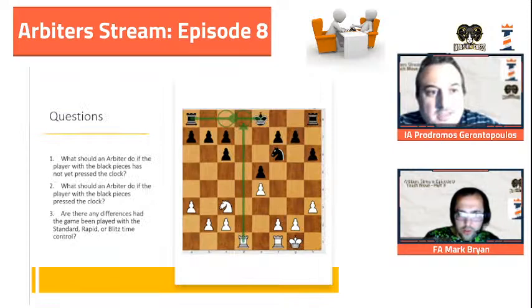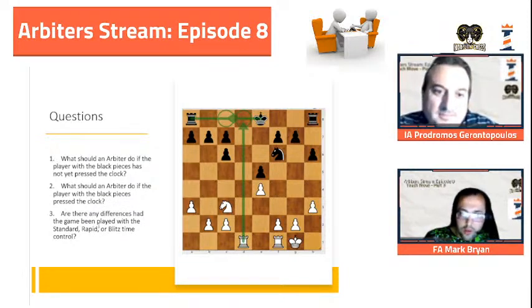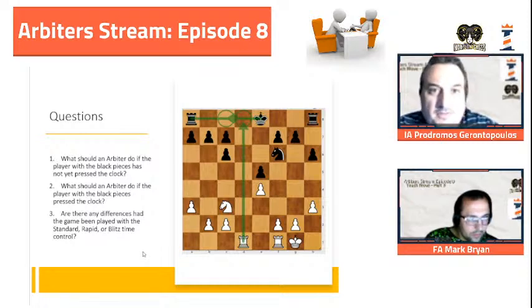There are many questions. What should an arbiter do if the player with the black pieces has not yet pressed the clock? What should an arbiter do if Black had pressed the clock? So they did press the clock. And what are the differences in rapid, blitz and standard time control? This has to do with fair play, and with the penalty for illegal moves.